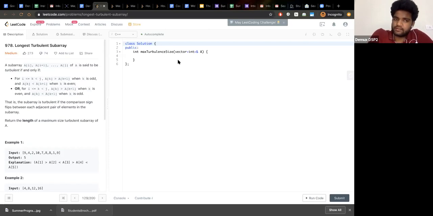So when can you extend that? You have two cases here, right? If A[i] is greater than A[i minus 1], then you have to extend the turbulent subarray ending at i minus 1, which just decreased at that i minus 1. You can only extend that. You cannot extend the turbulent subarray ending at i minus 1 which increased at i minus 1. Correct? Do you get this?